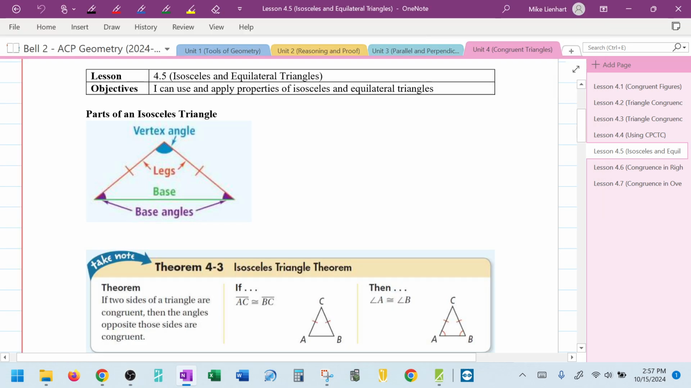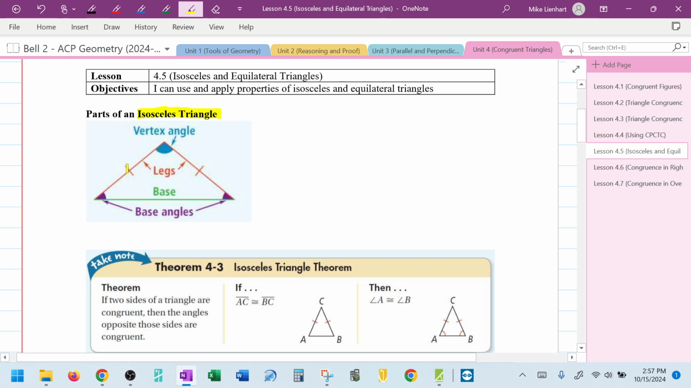Today we're going to talk about isosceles and equilateral triangles. Now, in order to understand the properties associated with these kinds of triangles, we need to first make sure that we understand what an isosceles triangle is. By definition, an isosceles triangle is a triangle with at least two congruent sides.